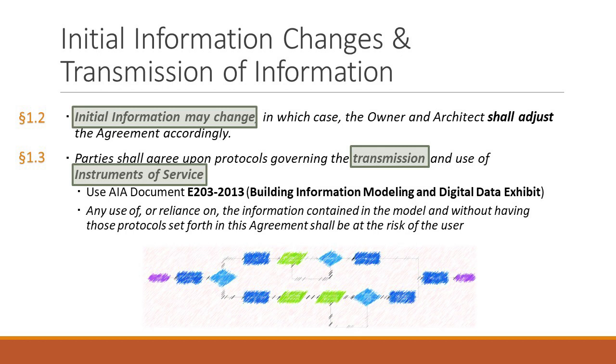It says both A, the first part that's highlighted and italicized, is a living, breathing document. And B, if it does change, there are consequences. And this obligates the owner. If the owner doesn't adjust its budget to accommodate all the changes that happen with the initial information, then the owner may be in breach. So both parties have to be respective and understand their obligations to each other in this instance.